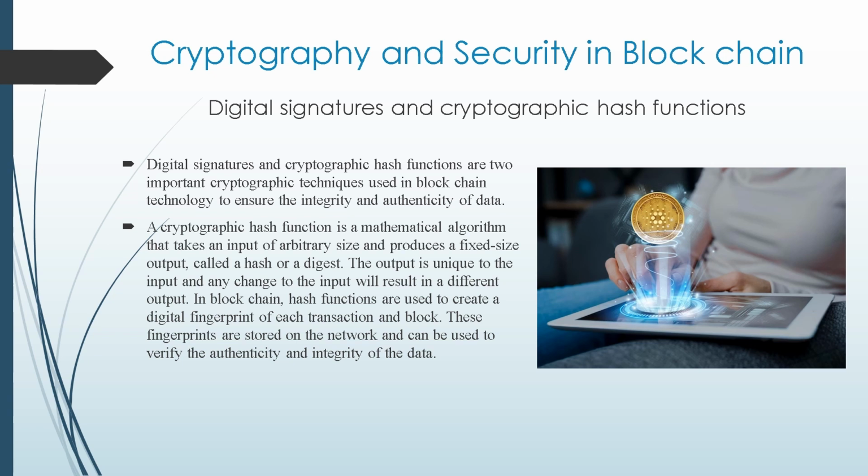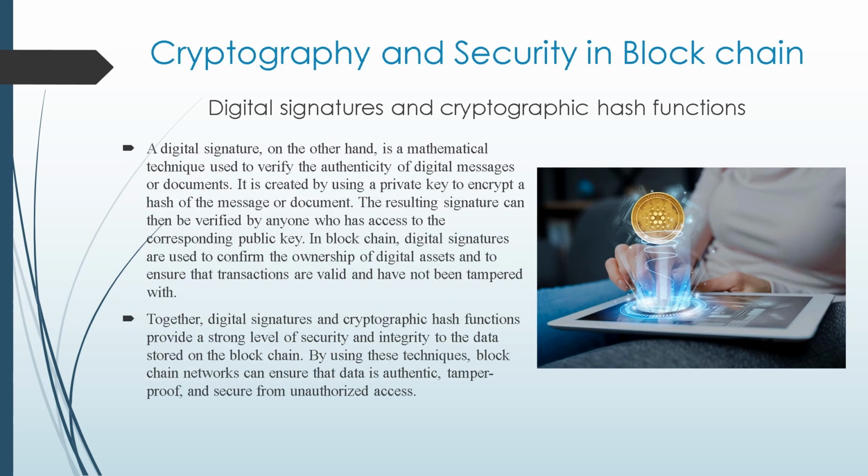These fingerprints are stored on the network and can be used to verify the authenticity and integrity of the data. A digital signature, on the other hand, is a mathematical technique used to verify the authenticity of digital messages or documents. It is created by using a private key to encrypt a hash of the message or document. The resulting signature can then be verified by anyone who has access to the corresponding public key in blockchain.